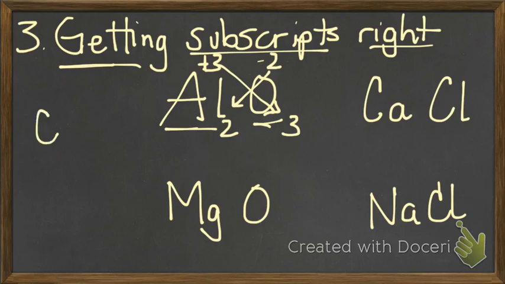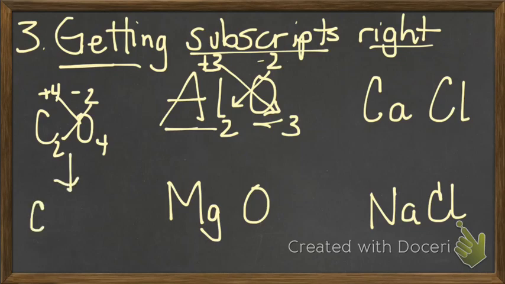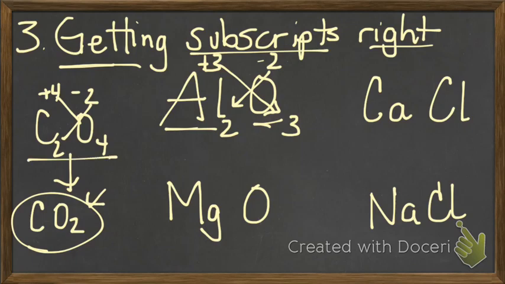Now I have carbon, which is +4, and then I have something like an oxygen, which is a -2. If I do a cross multiply here, okay, I get C2O4. This should, of course, be reduced to something like CO2, carbon dioxide, which is a more recognizable molecule, because this is carbon dioxide, this is not carbon dioxide.